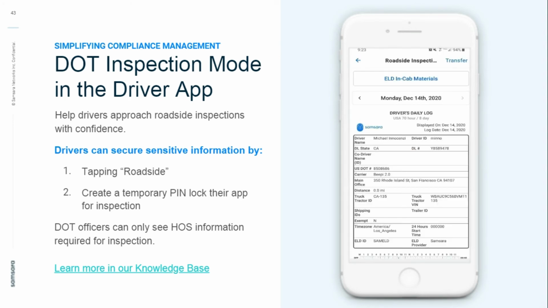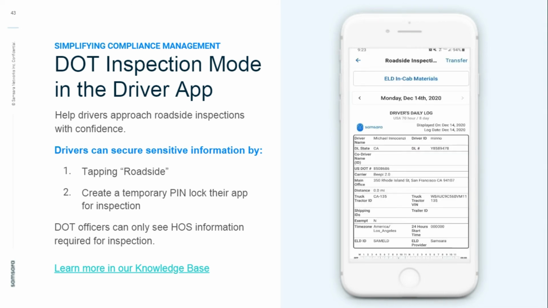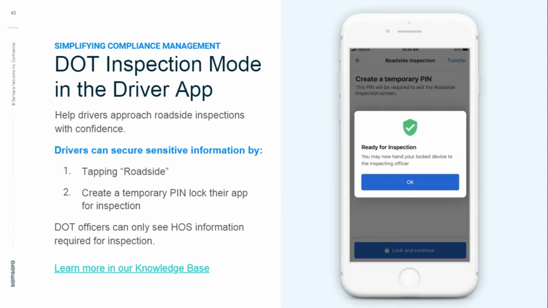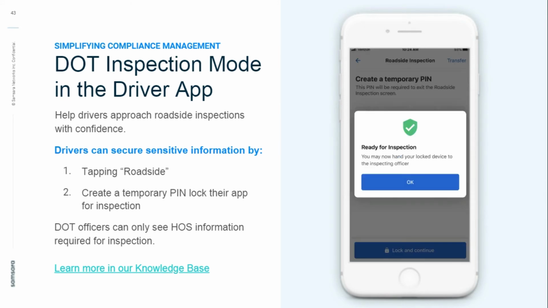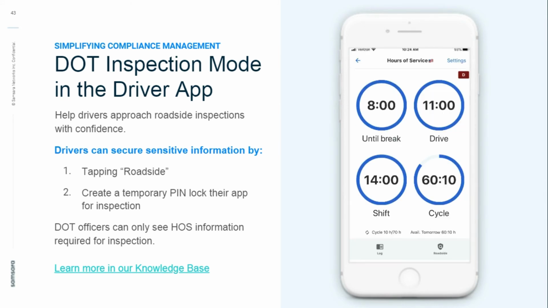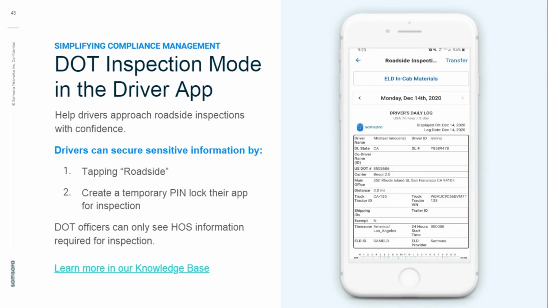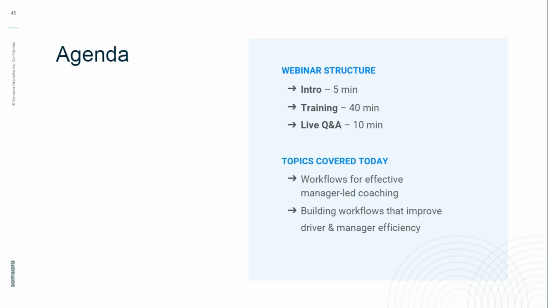So the driver app will only show hours of service related information. It won't let the inspection officer access things like messages or routes or anything else. This just makes it so that drivers can really approach those roadside inspections with confidence and have confidence that their sensitive and secure information is being protected. And with that, I'll turn things over to Priscilla to take us through the home stretch.